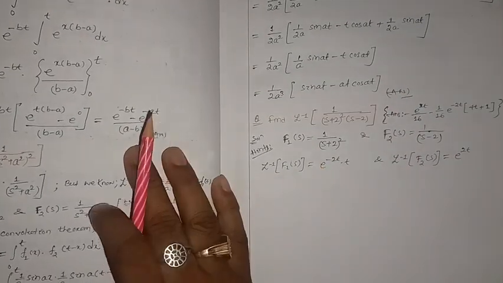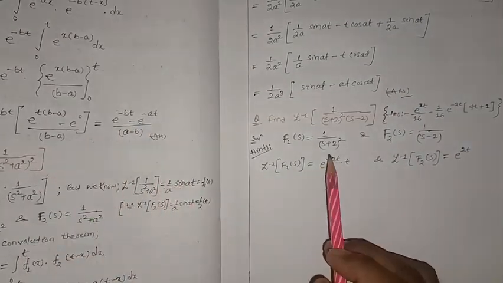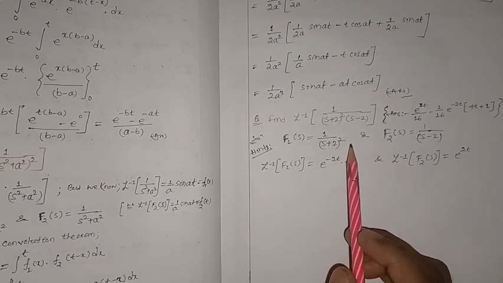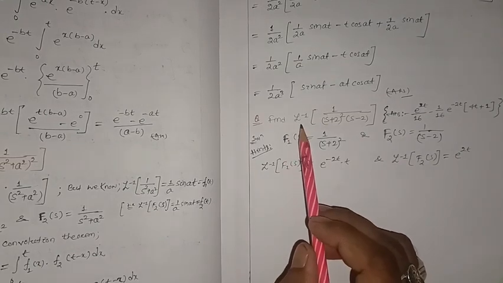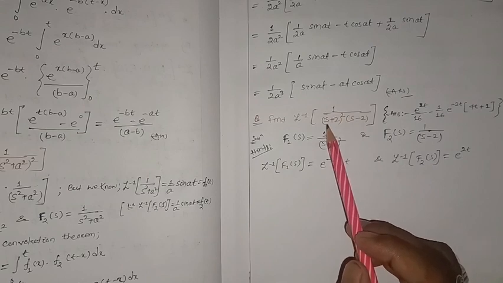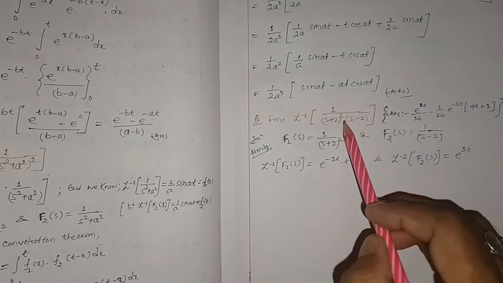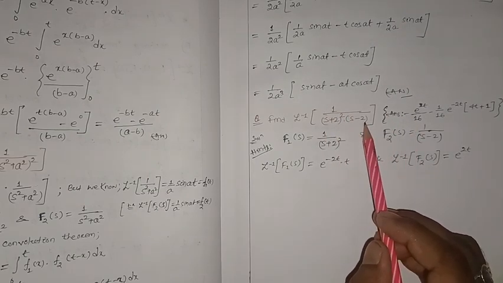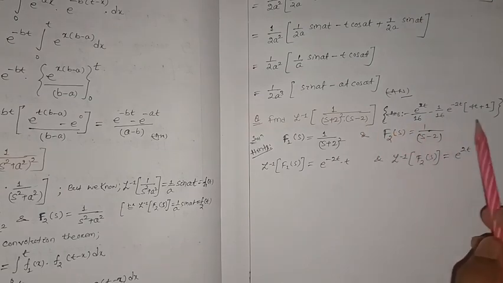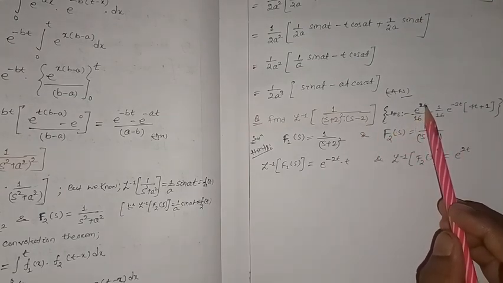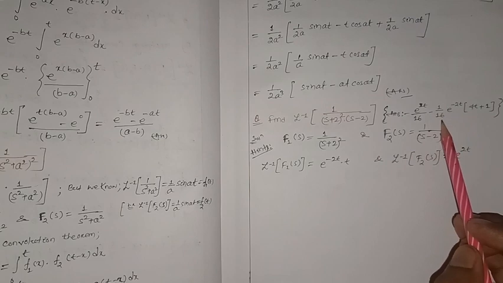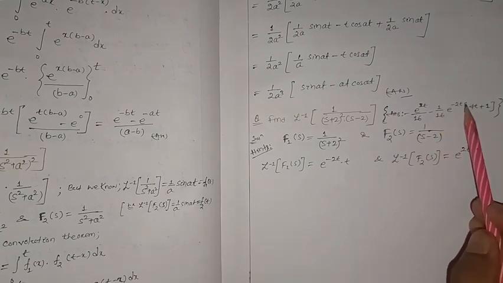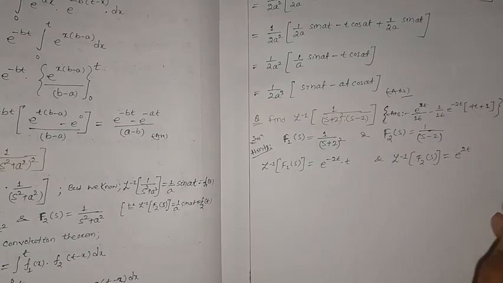The next question I left for you, that you have to do by yourself. It is very easy, right? Inverse Laplace transform of 1 by s plus 2 whole square into s minus 2. The answer will be this one, e to the power 2t by 16 minus 1 by 16 e to the power minus 2t whole into 4t plus 1.